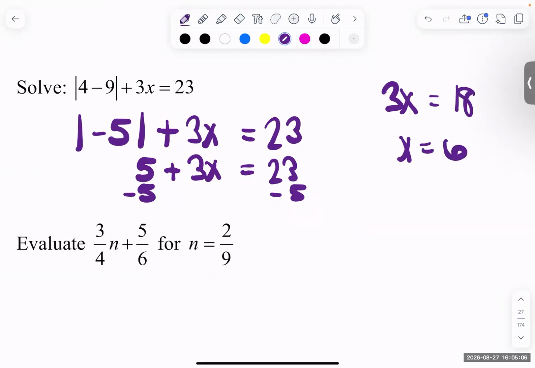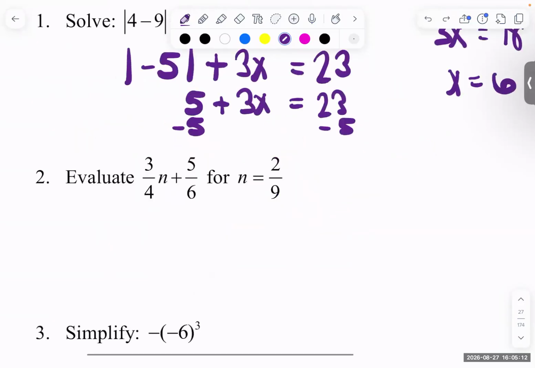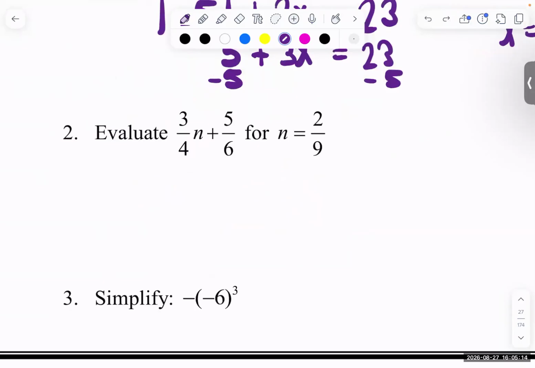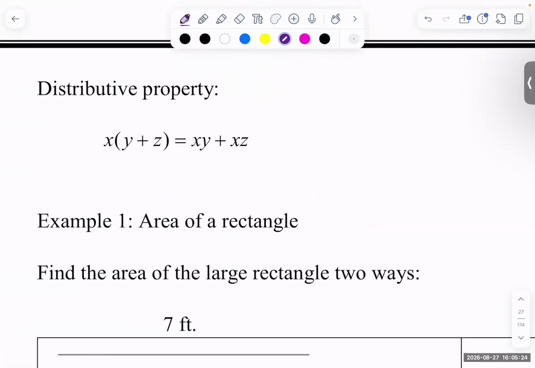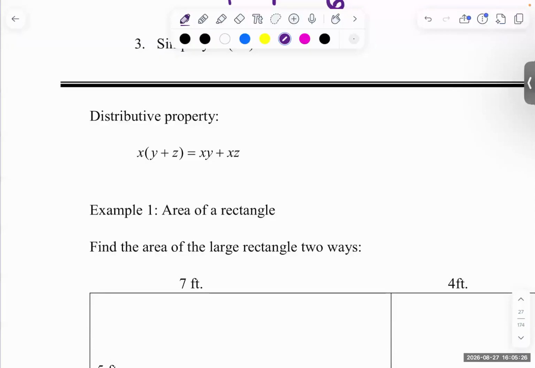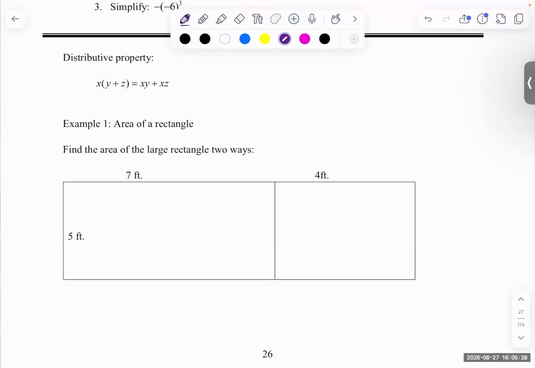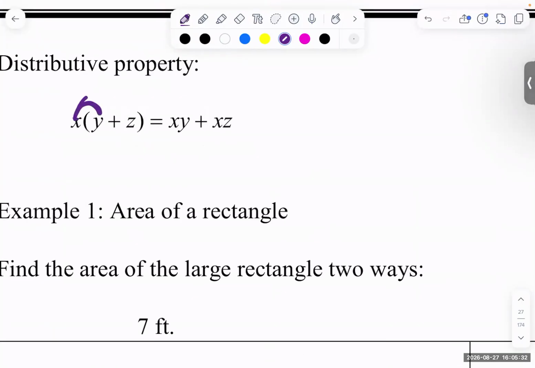Notice when I wrote this on the board, I didn't have a mistake. I just didn't keep going and move it up here. So kind of keep that. Okay. Evaluations, we know it's just a plug in. And I will let you guys look at this, but we will basically just evaluate. All right, now the distributive property. It basically just says you just multiply it.